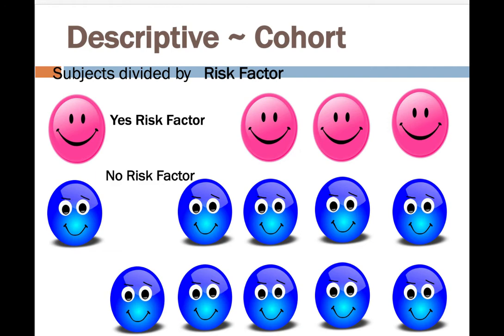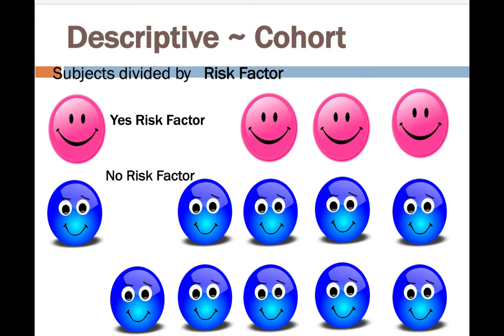Our cohort study is another type of descriptive study. In our cohort study, we take individuals and we categorize them by their exposure to a risk factor. You ride a bicycle, you don't ride a bicycle. And then we typically follow these people forward in time to see whether they develop the disease.